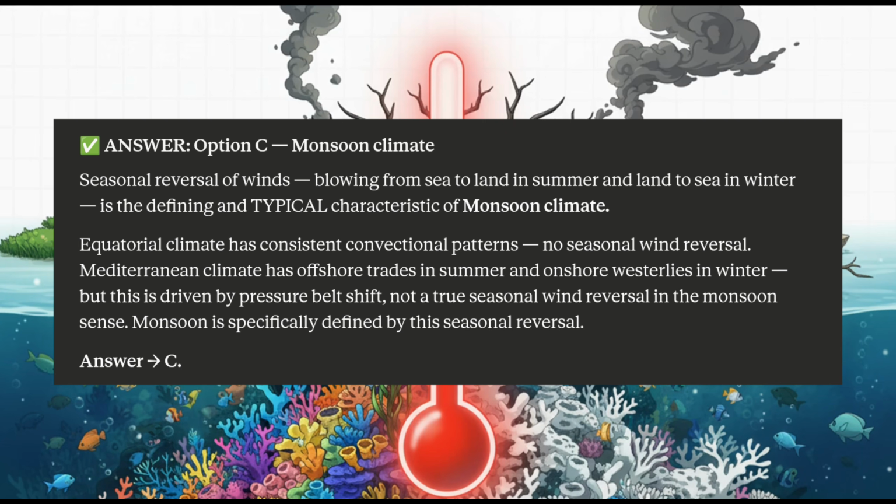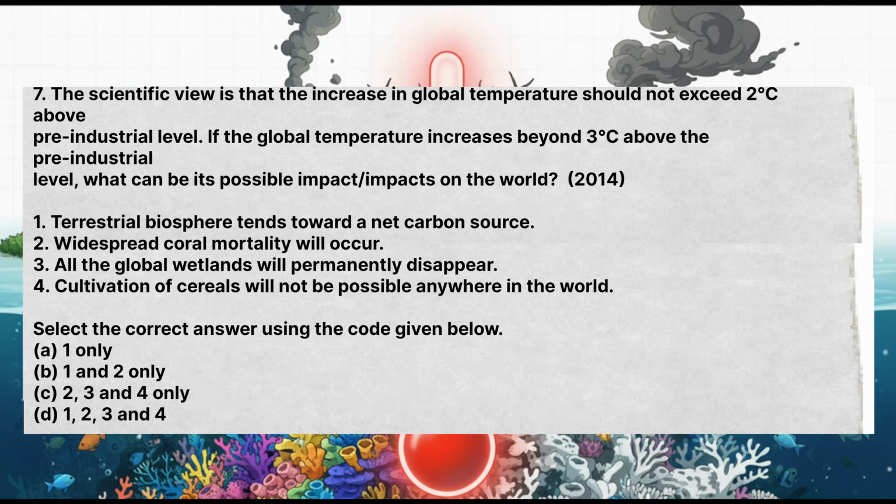Seasonal reversal of winds, blowing from sea to land in summer and land to sea in winter, is the defining and typical characteristic of monsoon climate. Equatorial climate has consistent convectional patterns, no seasonal wind reversal. Mediterranean climate has offshore trades in summer and onshore westerlies in winter, but this is driven by pressure belt shift, not a true seasonal wind reversal in the monsoon sense. Monsoon is specifically defined by this seasonal reversal. Answer C. Q7, UPSC Prelims 2014.